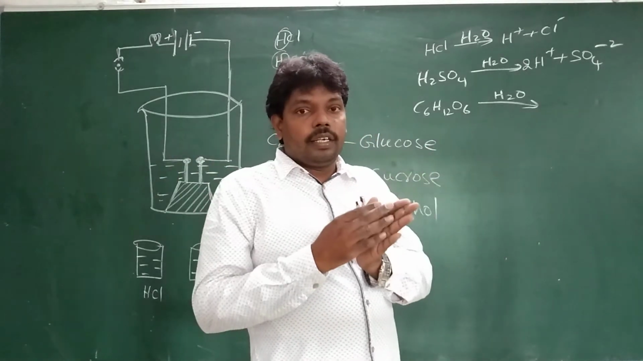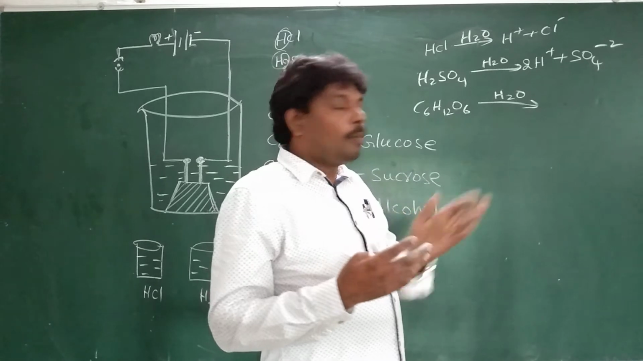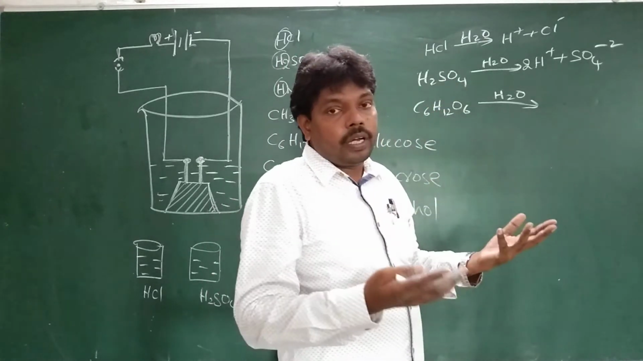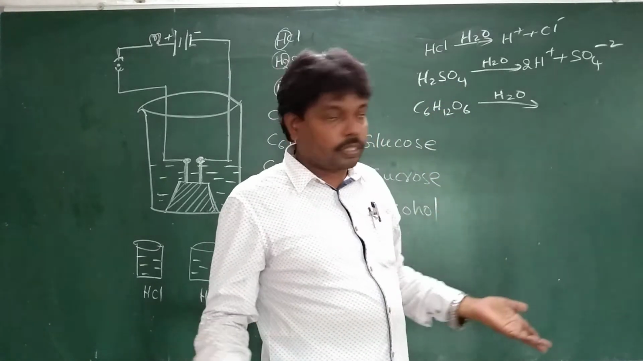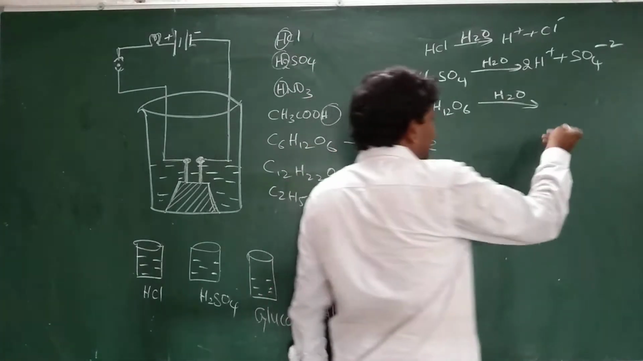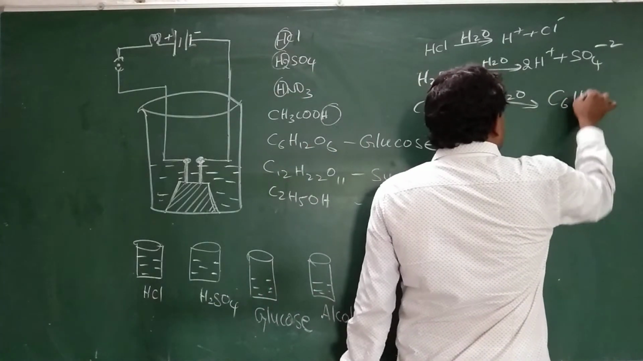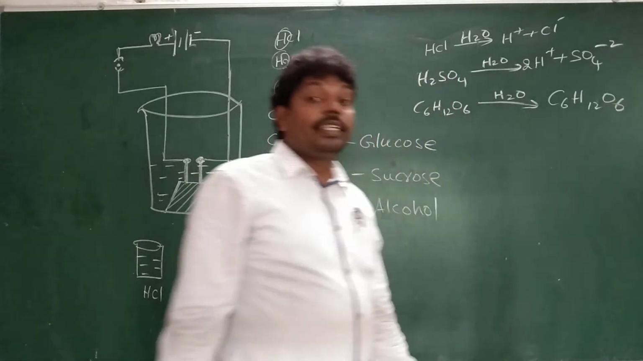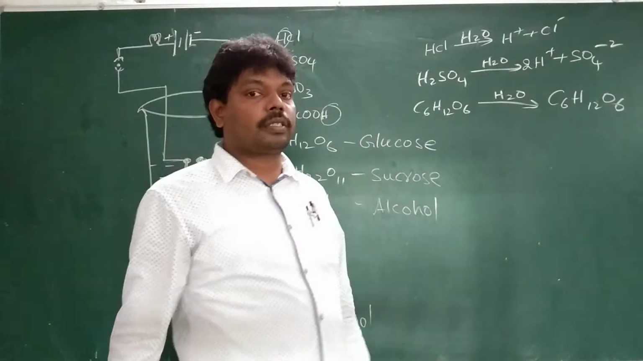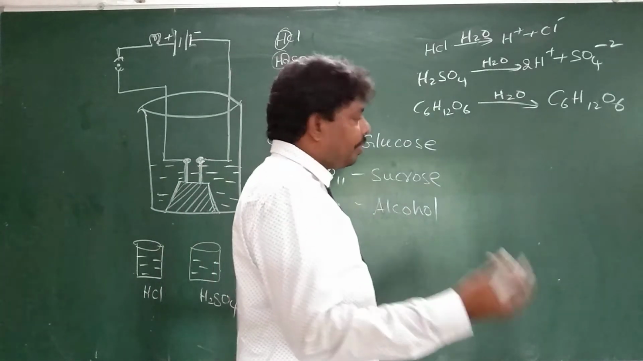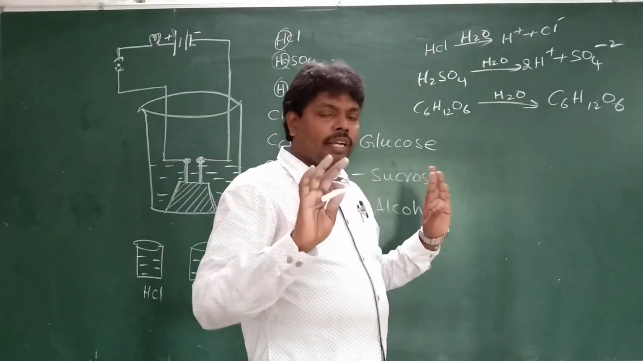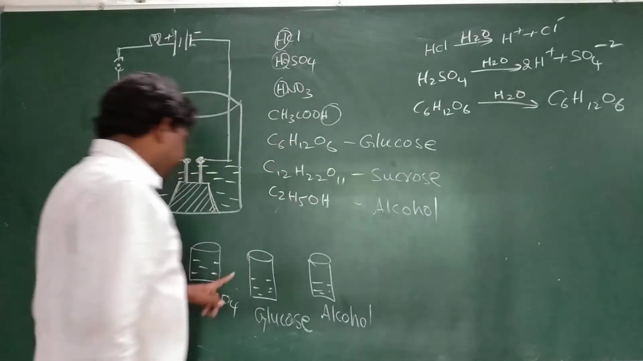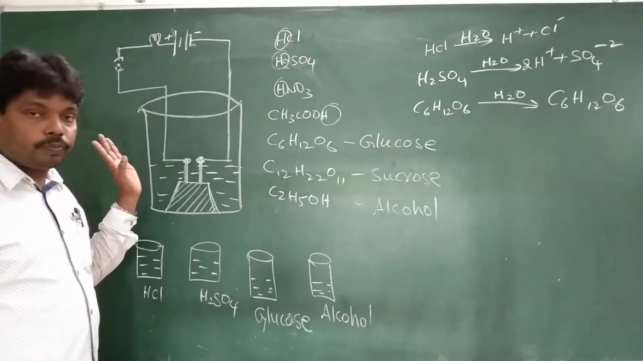Ionized means what? The molecule divides or decomposes into its ions. But here glucose does not decompose into ions. It does not produce any ions, no H plus ions or any other ions. No ions at all. That's why in the third case the bulb does not glow.